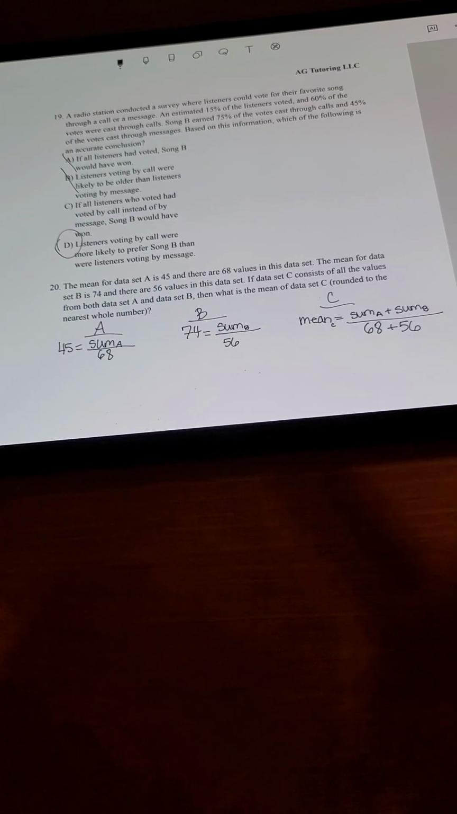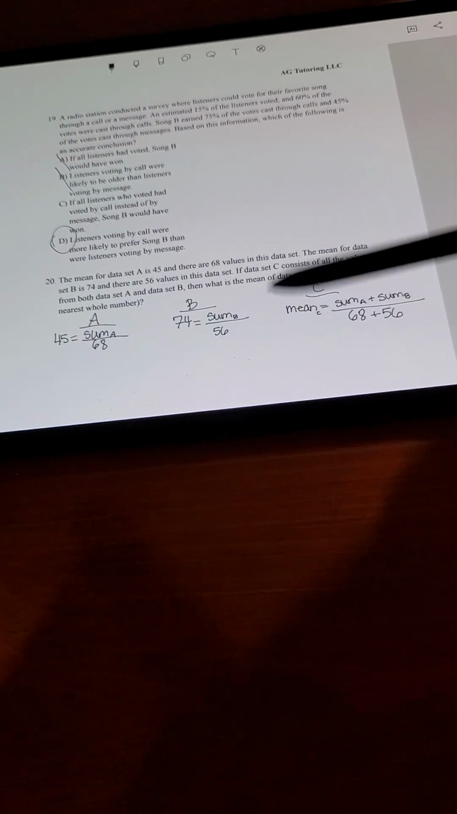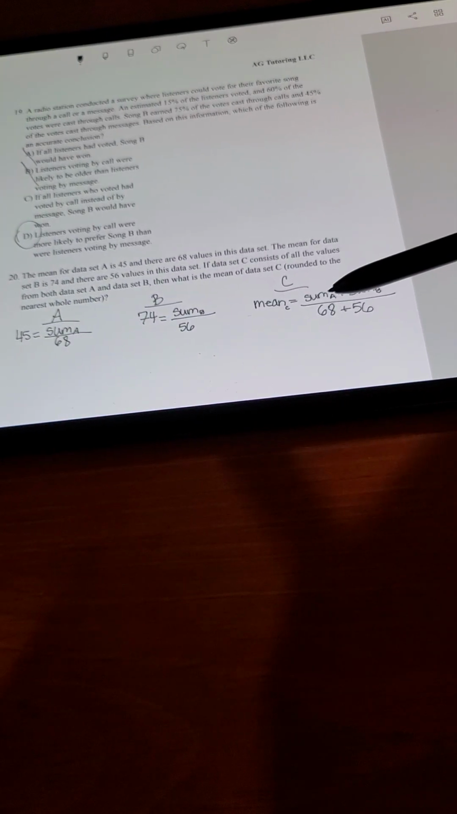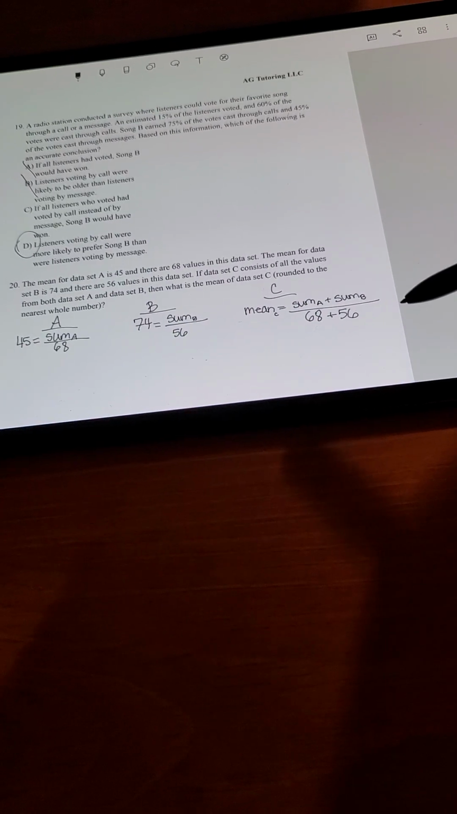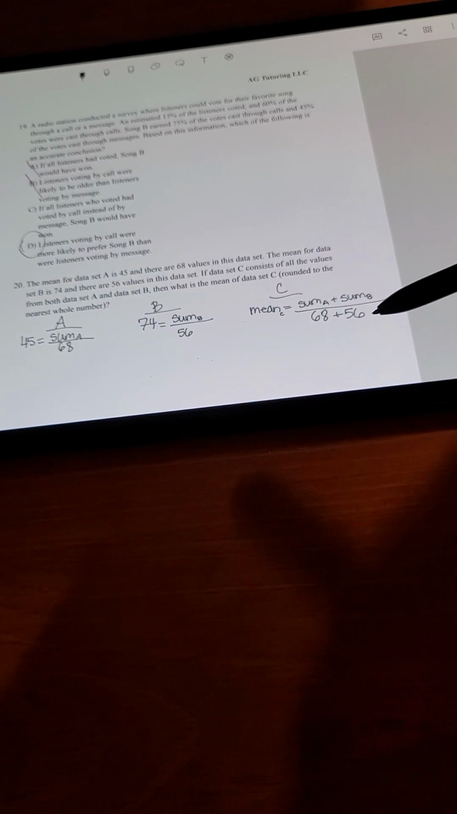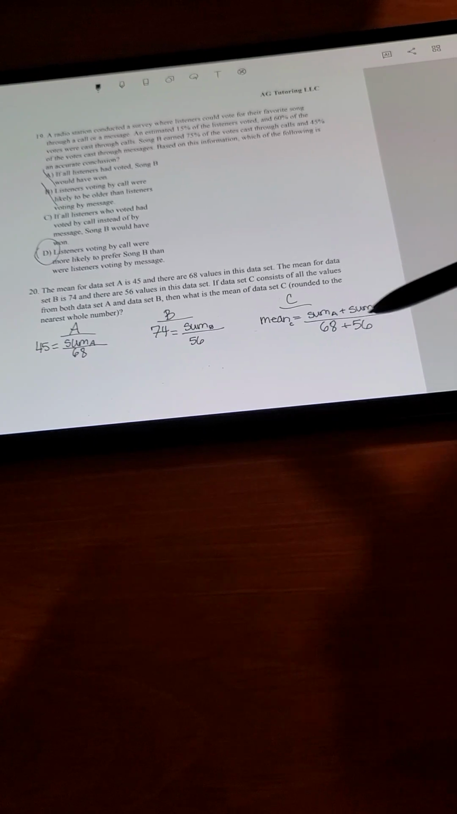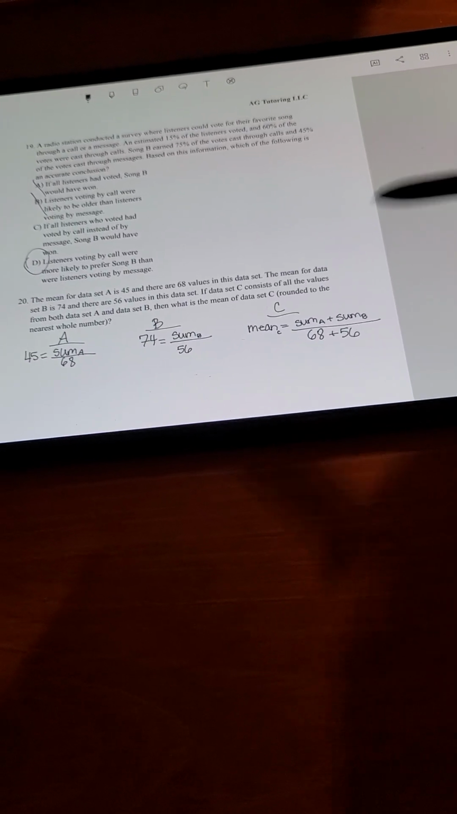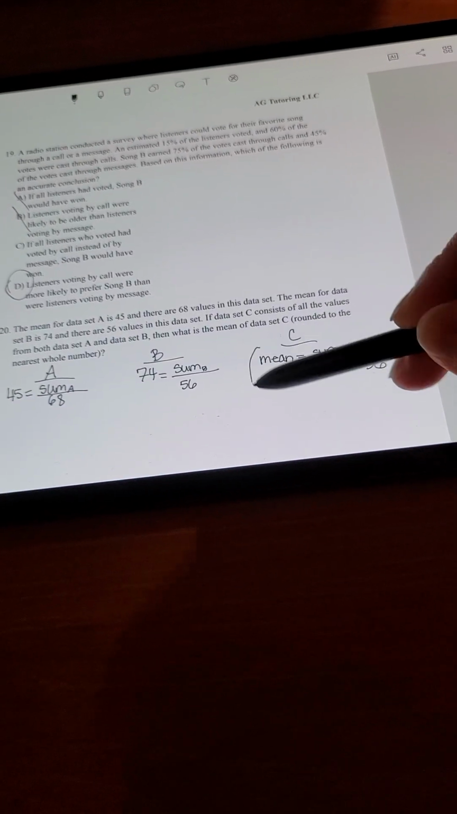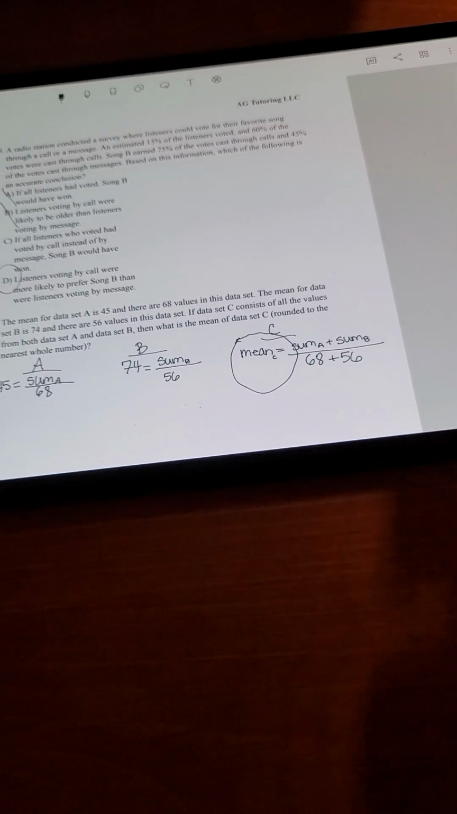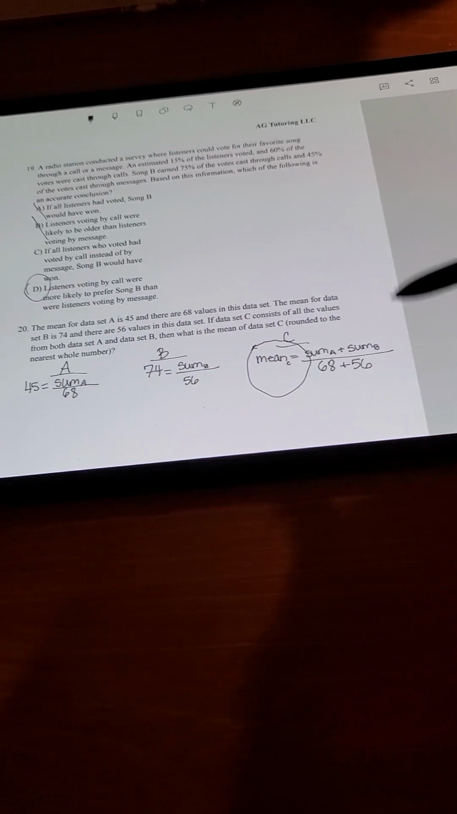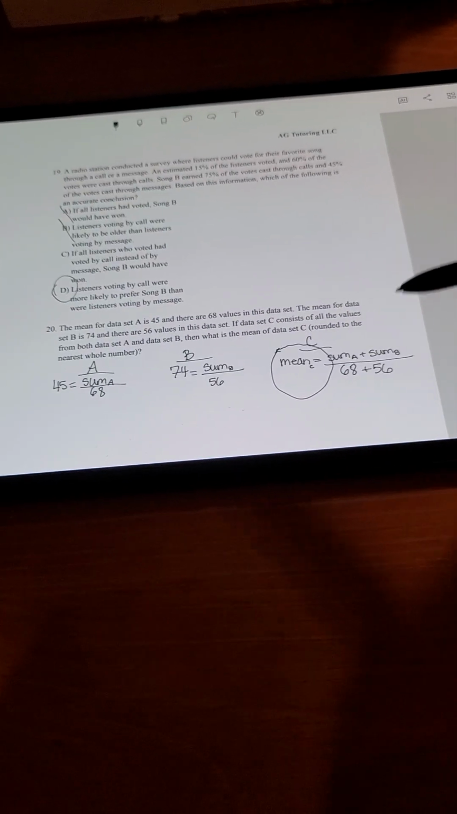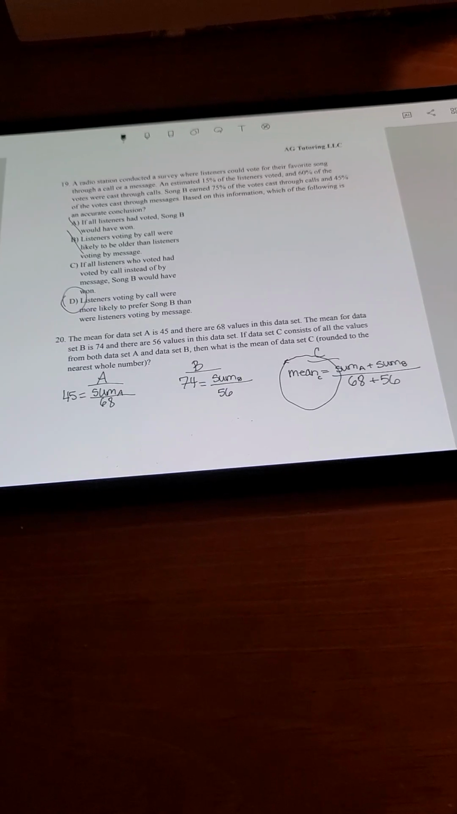Now the mean for C is going to be, well, C includes all of A's data points and all of B's data points, so it's going to be the sum of A plus the sum of B, divided by the total number of data points, so 68 plus 56. So essentially, to figure out the answer to my question, which is asking me to find the mean of C, I have to figure out what the sum of A plus the sum of B is. So let's solve for the sum of A and the sum of B and then plug it in here to solve.